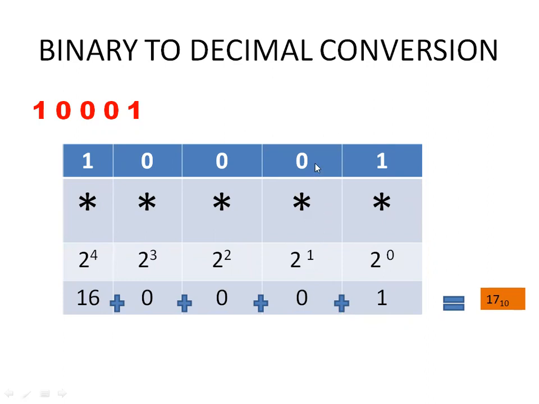But the digit present in the input is 0, and 0 into anything is 0. The same is true for the next two digits. The last digit is 1, so 1 into 2 power 4. 2 power 4 is 16, and 1 into 16 is 16. Now we add all the values present in the last row: 16 plus 0 plus 0 plus 0 plus 1. So we get the result 17. This is your decimal result, which has the base value 10.